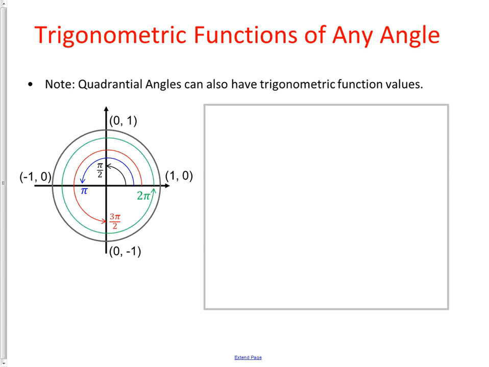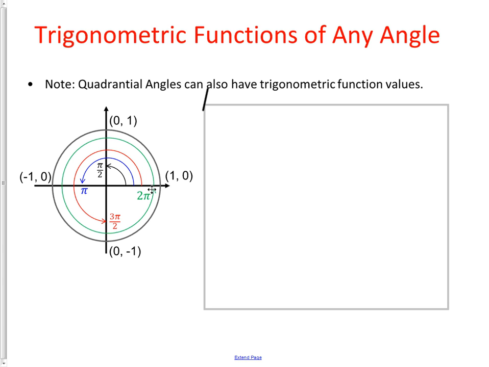Another quick note we should make concerns quadrantial angles. Quadrantial angles are angles that fall at any of the major positions along the horizontal or vertical axes, and we usually associate these with our coordinates on the unit circle in order to get their values.